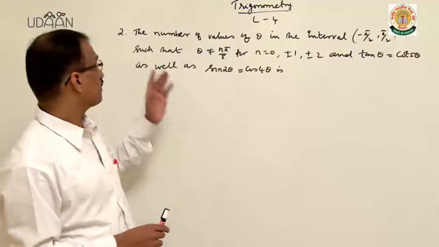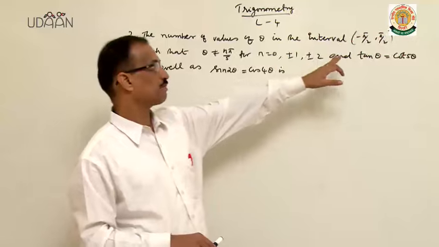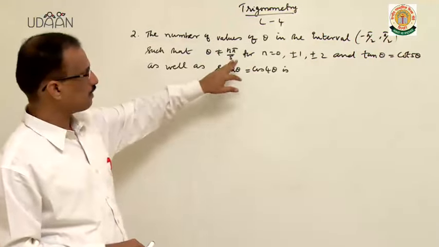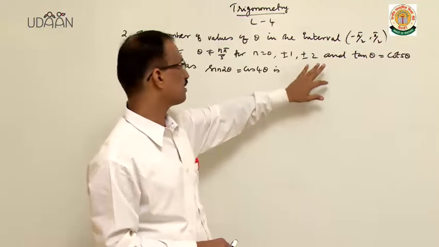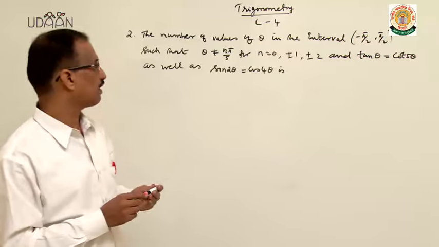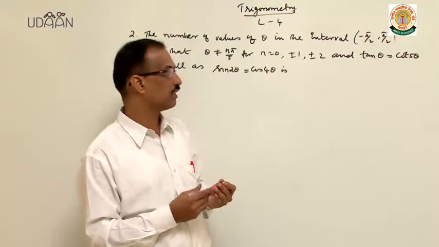Now the second question says: the number of values of θ in the interval (−π/2, π/2) such that θ ≠ nπ/5 for n = 0, ±1, ±2, and tan θ = cot 5θ as well as sin 2θ = cos 4θ is what?